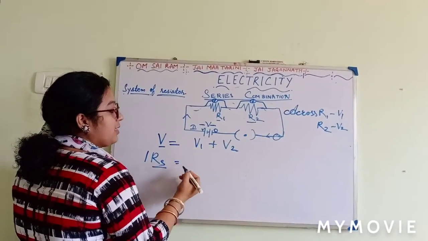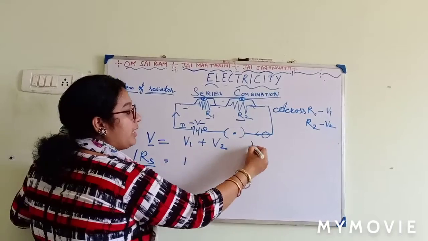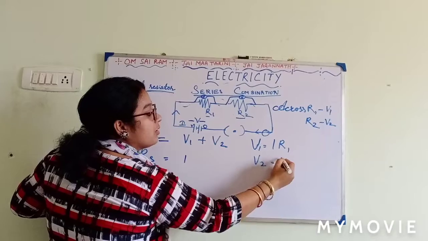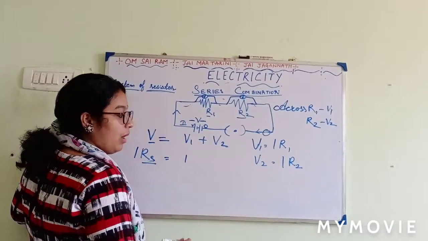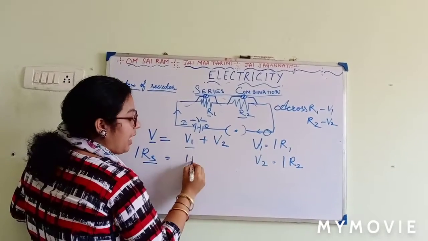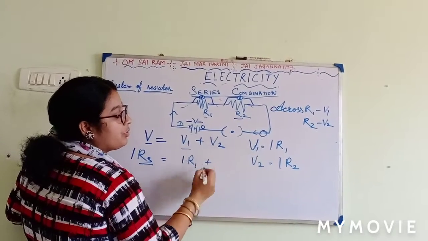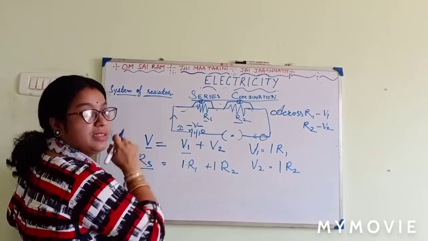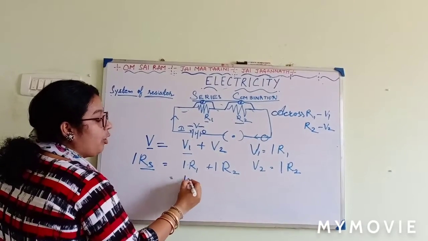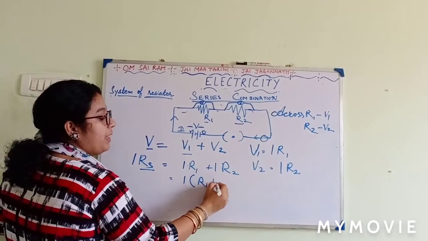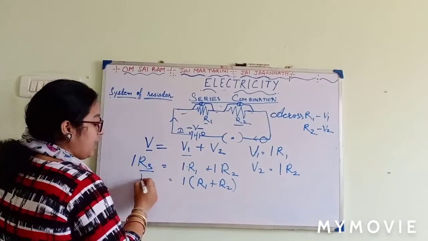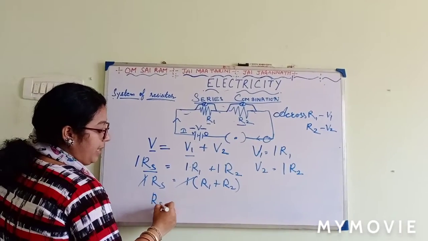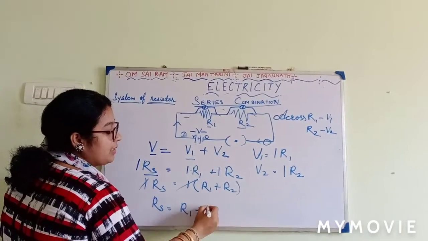So RS, what did I tell? V1 is equal to I R1 and V2 is equal to I R2 according to Ohm's law. So in place of this I can write I R1 and I R2. Why not I1 and I2? Because current is the same in series combination. So if I take I in common, what do I get? R1 plus R2 over here, and in this case I RS. So if I gets cancelled, what do we get? RS is equal to R1 plus R2.